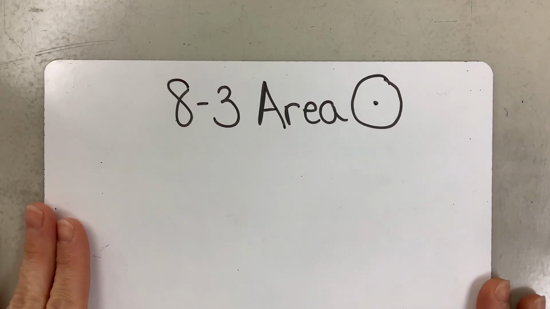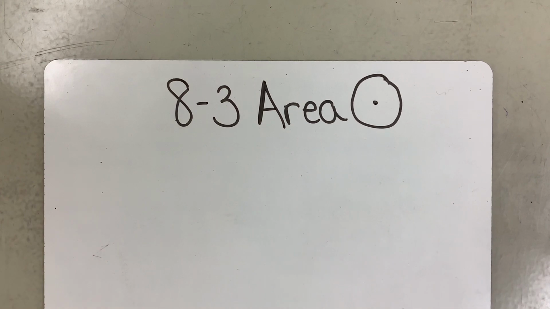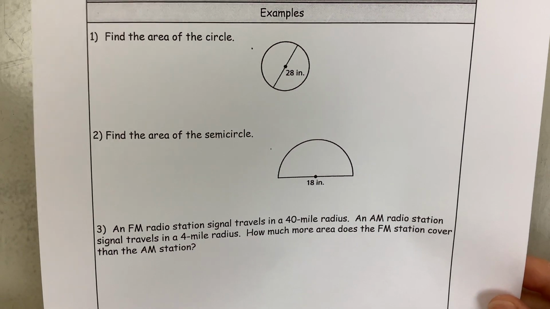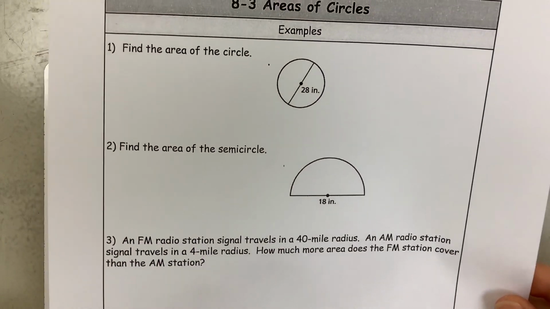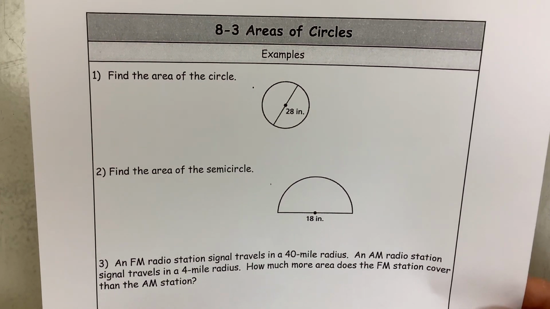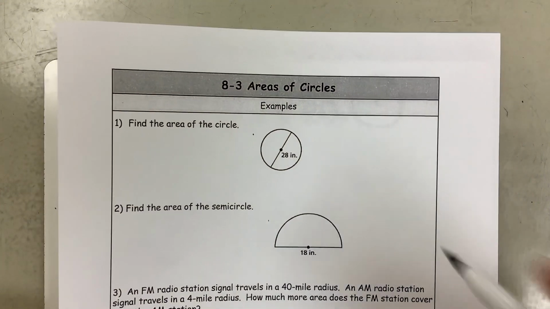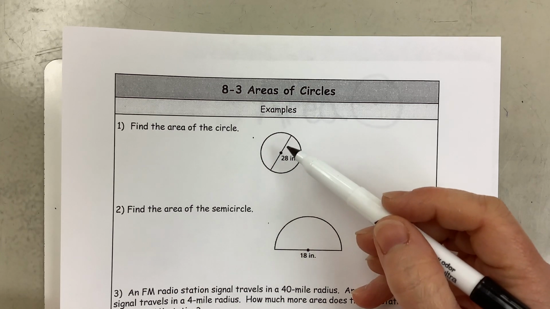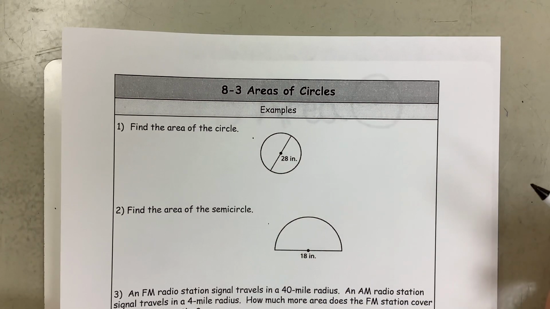All right, today we are going to deal with area of a circle. I am going to be using this sheet. Feel free to either write it on here or you can write it in your books, whichever you prefer. Okay, so on the first one, we are finding the area of this circle. We are given a diameter of 28 inches.